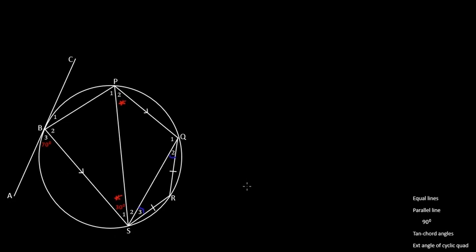Yes, B1 is a tan chord angle, and by tan chord theorem, B1 equals S1, and I've already highlighted S1, so I'll have to highlight B1 the same way. And B3 is a tan chord angle, and by tan chord theorem, B3 equals P1. So this is how I'm going to highlight these two. And then I apply my strategy. One thing leads to another.